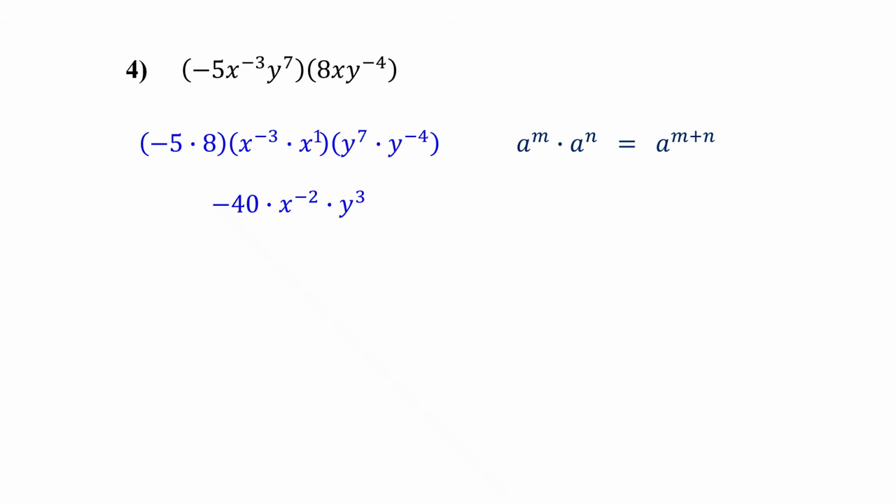Notice we still have a negative exponent, and an expression is not fully simplified until all exponents are positive. So we need to rewrite the x term. A negative exponent means take the reciprocal and make the exponent positive. So x to the -2nd becomes 1 over x to the 2nd. Now we have -40, y to the 3rd over x to the 2nd.